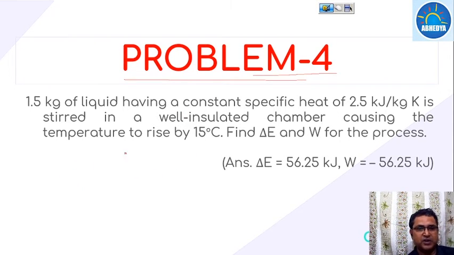1.5 kilogram of liquid having a constant specific heat of 2.5 kilojoule per kilogram Kelvin is stirred in a well insulated chamber, causing the temperature to rise by 15 degrees centigrade. This is the rise in temperature. Find delta E and W for the process. Since it is a well insulated chamber, it means heat transfer is equal to 0.